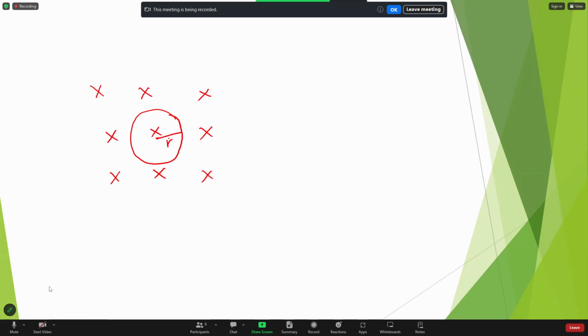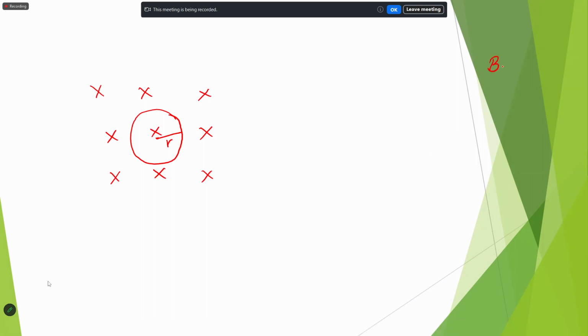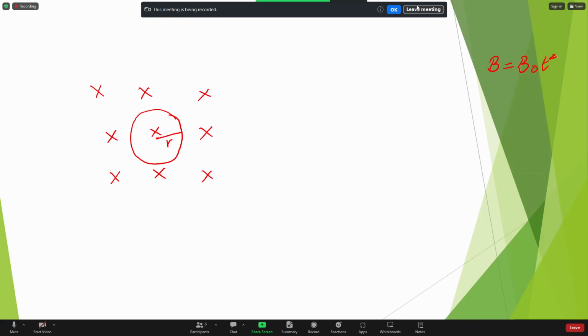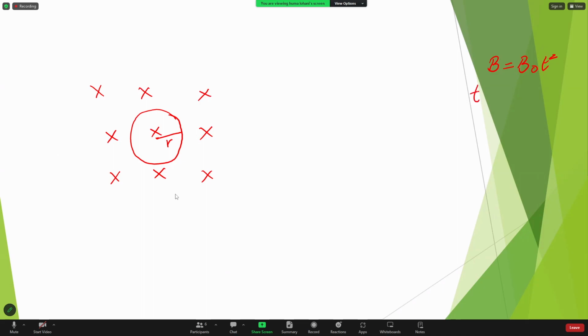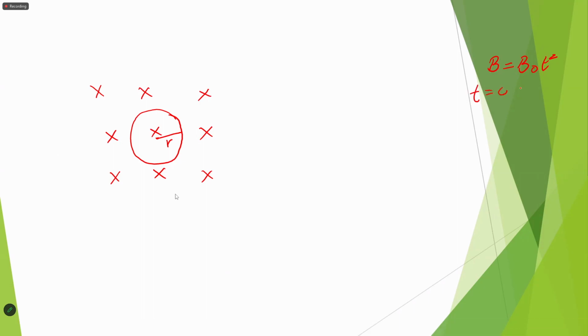Okay. Now, the question is that the magnetic field here is given as B equals B naught t squared. Okay, this is the magnetic field given. And they are saying that the time goes from t equals 0 to t equals t naught. This is the time change. Now you are supposed to find out the induced EMF and the induced current. How do you find the induced EMF? What is the formula of induced EMF? Part A, induced EMF.